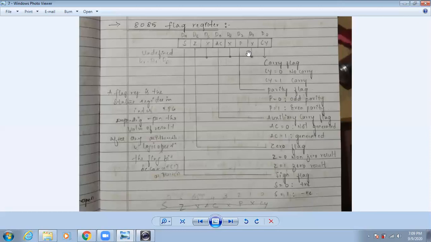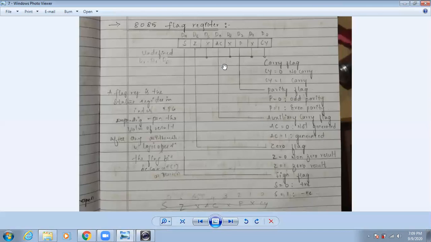Okay, and next D2, parity flag. Okay, in D2, if you are getting an even number of ones, then it is said to be even parity. If you are getting an odd number of ones, then it is said to be odd parity. So here the parity value will be either 0 or 1. If it is odd parity, the P value will be equal to 0. Otherwise the P value will be assigned as 1.